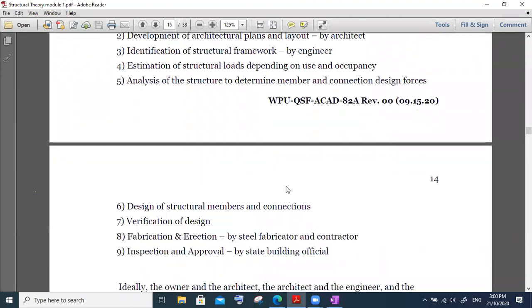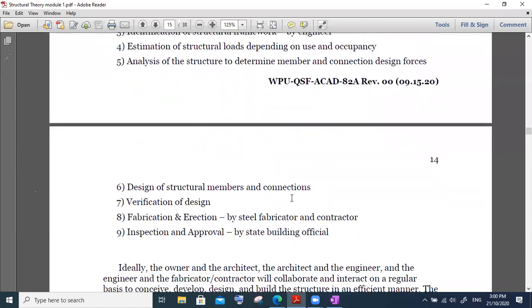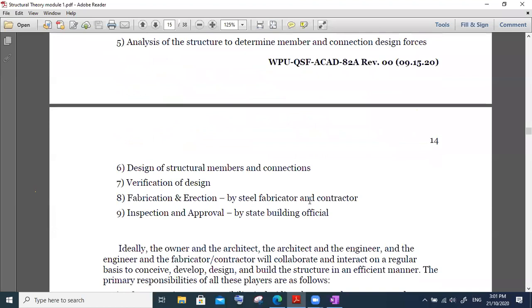And the design of structural members and connections. So, this is kay structural engineer pa din. Of course, and then the verification of the design. Sa kanya pa rin, or pwedeng magkaroon ng third party to verify the design. And number 8 is the fabrication and erection. So, kung steel, syempre may steel fabricator and si contractor naman ang involved dito. And after na matapos na yung structure, there is an inspection and approval by the state building official.